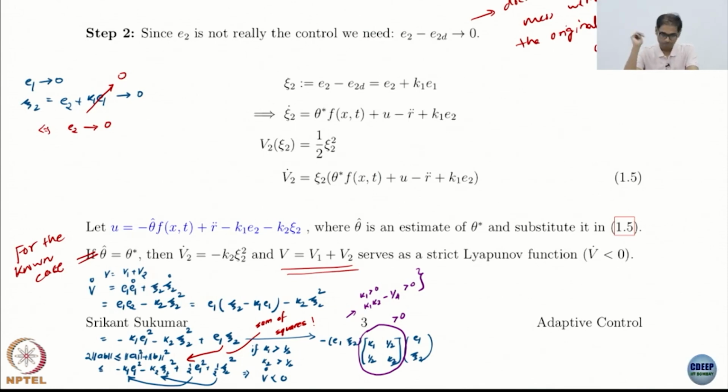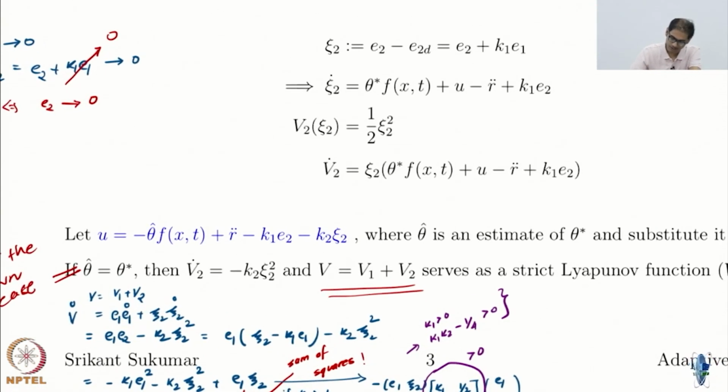Now, but there is a problem in the control. Although here if you see the way this is written, it is written as theta hat, but it says theta hat is theta star. Basically, this is what we call the known case. If the parameters were accurately known to you, then obviously you can do this cancellation exactly. But now we are in the adaptive framework, we do not know this parameter, we know nothing about this. Then what do we do?